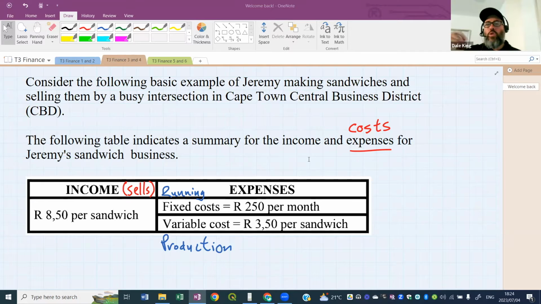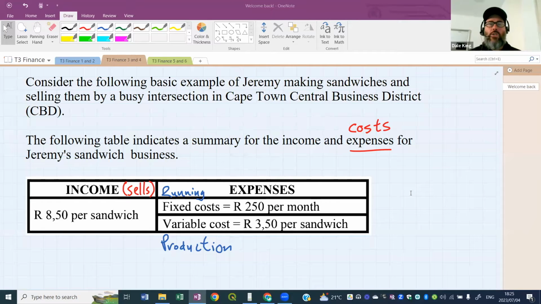They go into producing one item. Running costs, like the amount of electricity your business uses, have nothing to do with how many sandwiches you make. The rent isn't determined by how many sandwiches you make either. It's a separate thing that runs in the background. Think of it like that. Production is directly related to how many sandwiches you make.